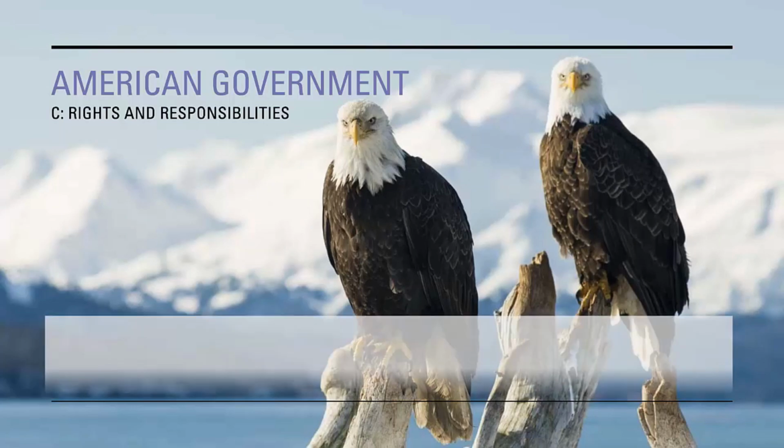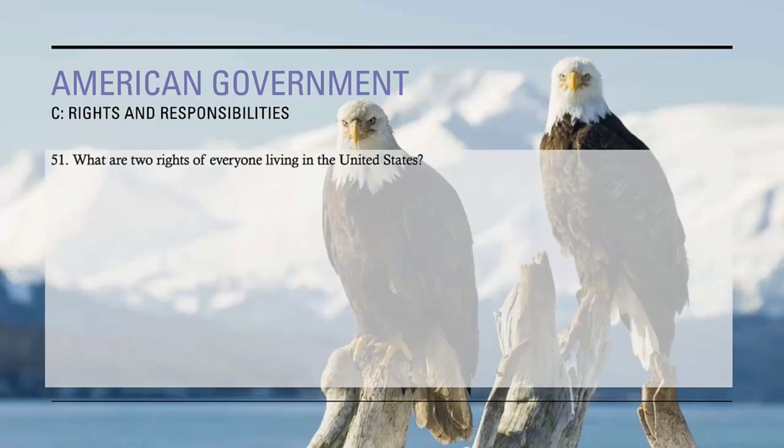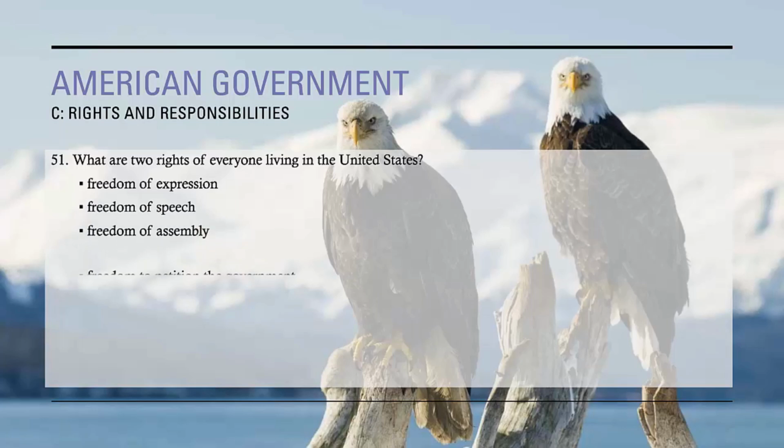Question number 51. What are two rights of everyone living in the United States? The list of rights for everyone living in the United States are: freedom of expression, freedom of speech, freedom of assembly, freedom to petition the government, freedom of religion, the right to bear arms.